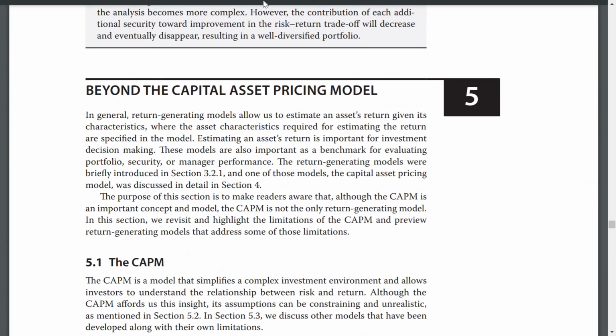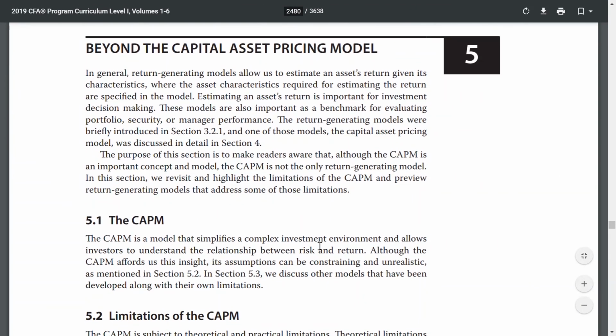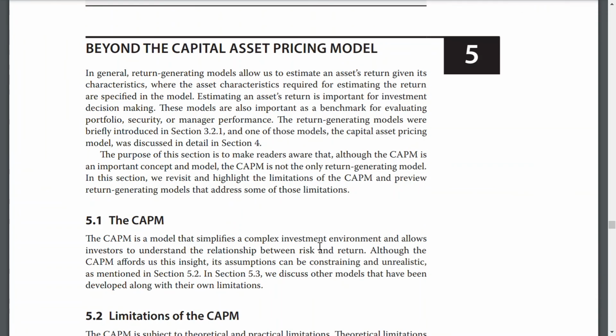Beyond the capital asset pricing model, in general, return-generating models allow us to estimate an asset's returns given its characteristics, where the asset characteristics required for estimating the returns are specified in the model. Estimating an asset's return is important for investment decision-making. These models are also important as a benchmark for evaluating portfolios, securities, or managers' performance, and the return-generating models will be briefly introduced in section 3.2.1.